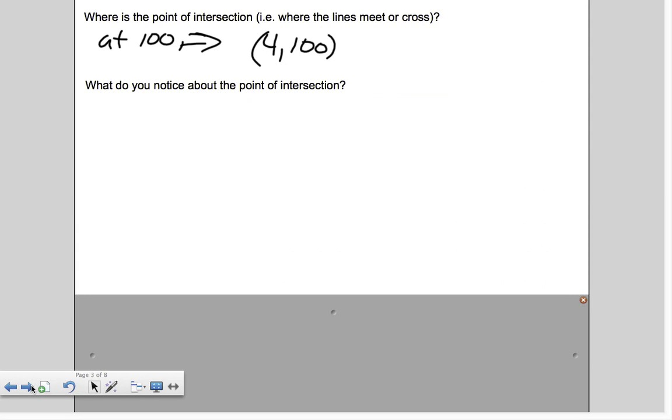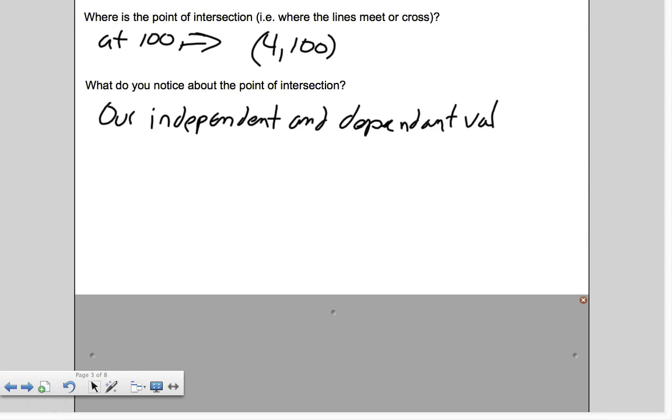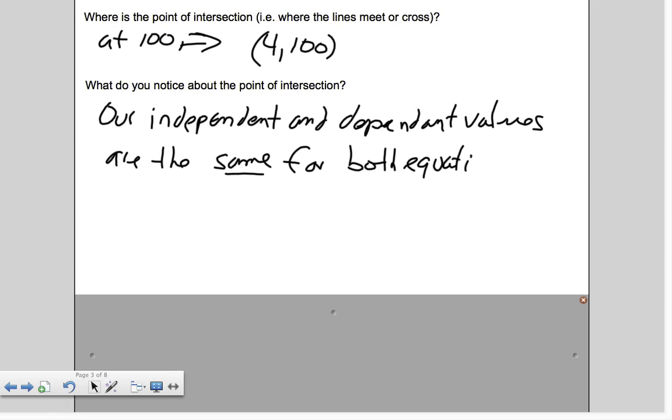Okay? So what do we know about the point of intersection? Is that our independent and dependent values are the same for both equations. That is, x comma y is the same.